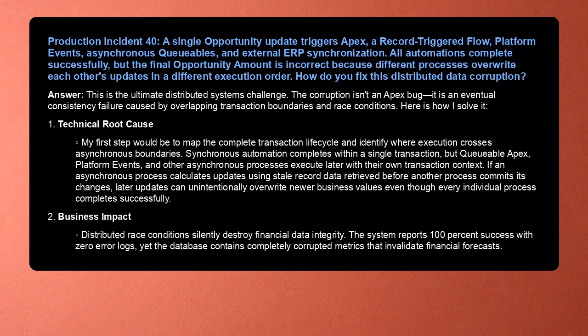2. Business impact. Distributed race conditions silently destroy financial data integrity. The system reports 100% success with 0 error logs, yet the database contains completely corrupted metrics that invalidate financial forecasts.